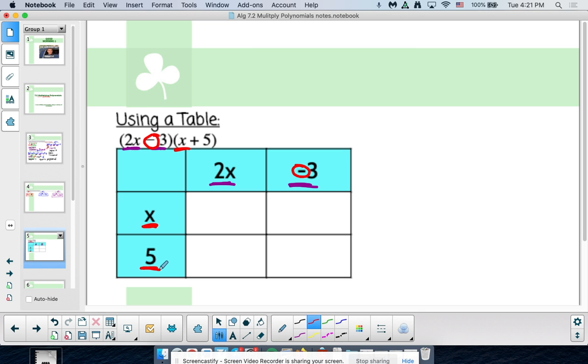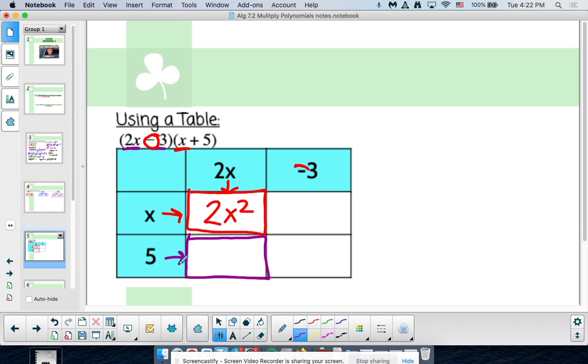And now what you do, folks, is you multiply each new box or each new cell. So for this box here, I line it up. I'm going to take 2x times x. So 2x times x would be 2x squared. Now I'm going to go to the box beneath it. Well, what lines up in that box? The 2x and the 5. So 2x times 5 is 10x.